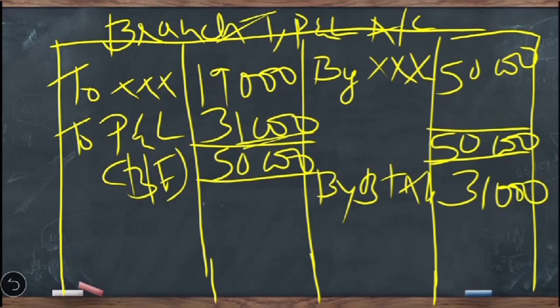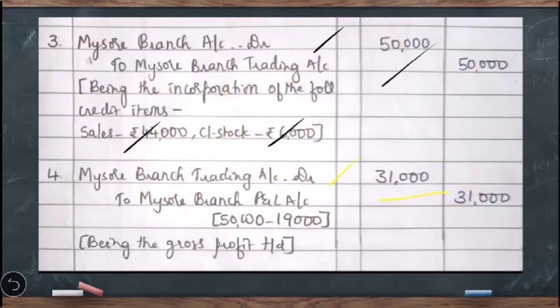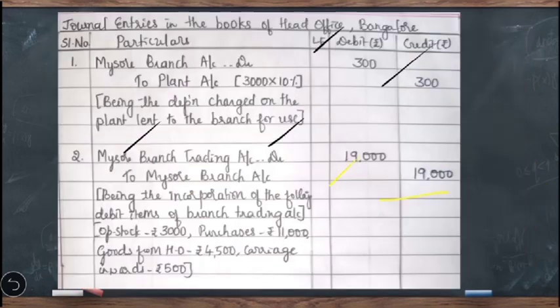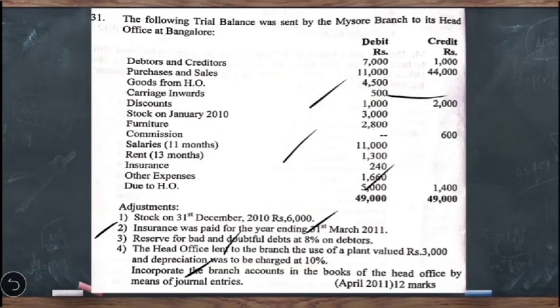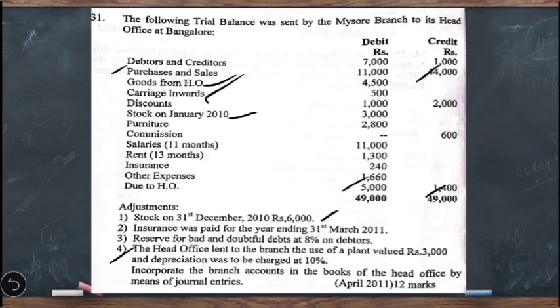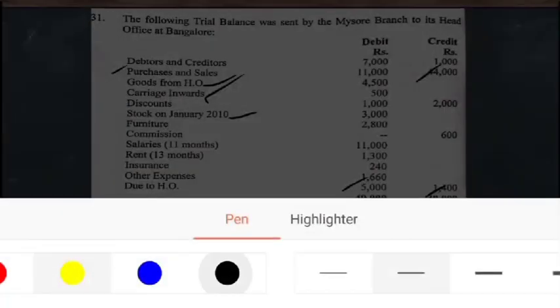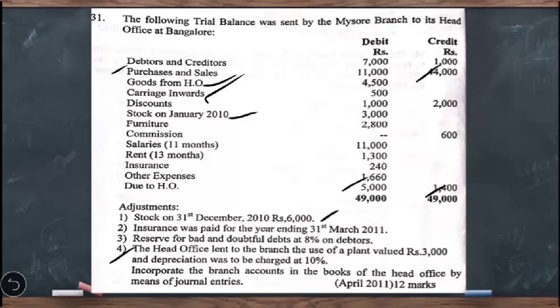After this we have to pass the incorporation entries with regard to the branch profit and loss account. The next entry will be for incorporating all the debit items of the branch profit and loss account. Debit items are nothing but all the expenses and losses which we show in the profit and loss account. Let us see what items are given in this case. Here we find discount. Discount allowed is an expense that we have to write here.